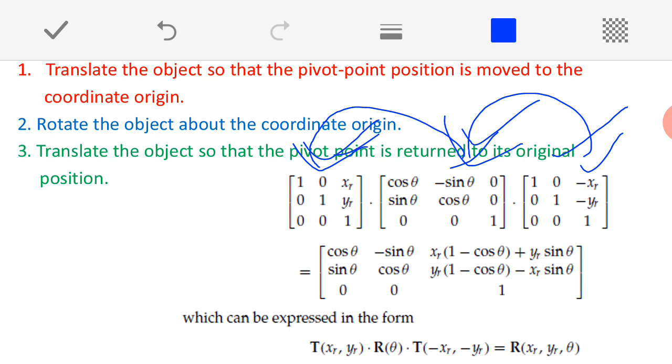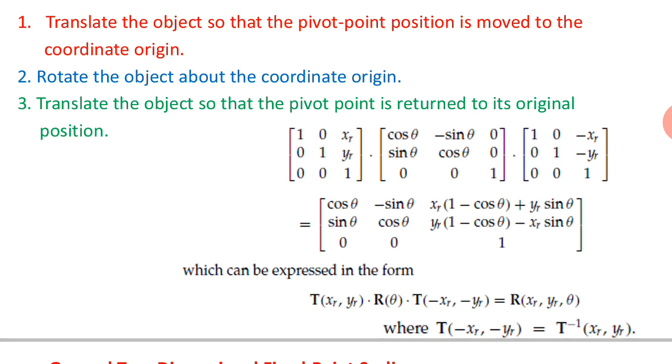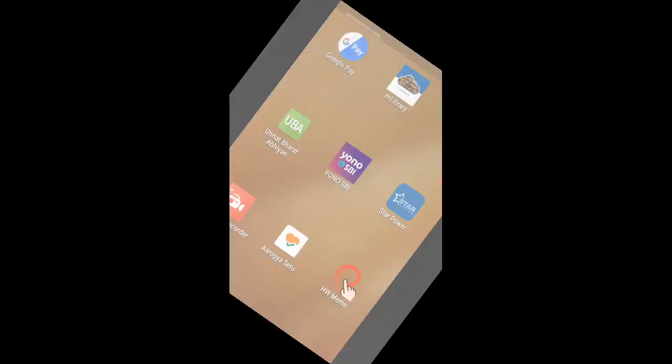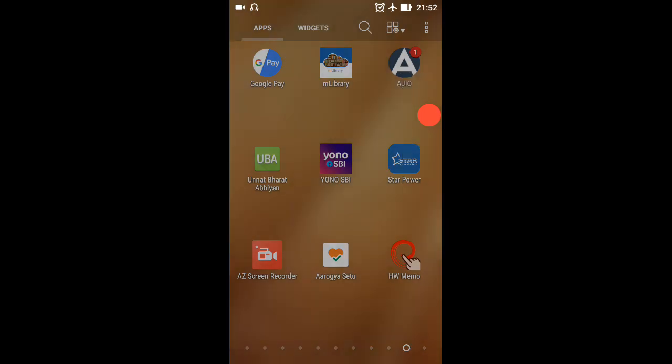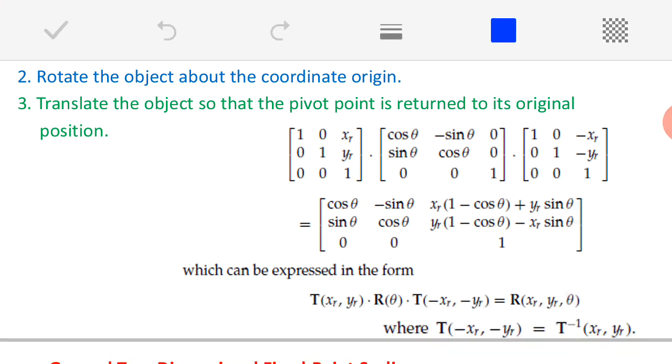So, if I combine all these three matrices, if I multiply these three matrices, then I will get one resultant matrix. So, this is the resultant matrix. Now I can say that this matrix is applicable for rotation about a pivot point. So, what is the pivot point here? The pivot point is nothing but a point other than the origin. So, from here onwards, if you want to perform the rotation about a pivot point which is other than the origin, then directly you can make use of this particular matrix here. Okay. So, this is the resultant matrix.